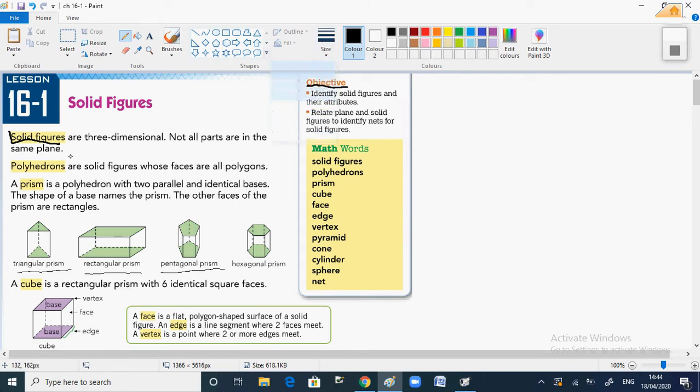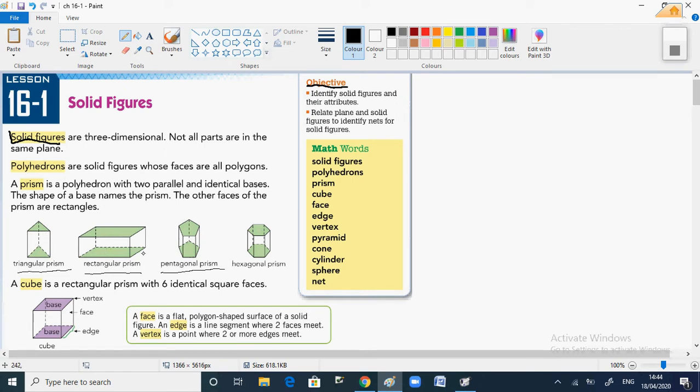So solid figures are three-dimensional; not all parts are in the same plane. In a polyhedron, the sides and faces may be different or the same. A prism is a polyhedron with two parallel and identical bases, like a triangular, rectangular, pentagonal or hexagonal prism. The shape of the base names the prism. The other faces on the prism are rectangles. Look here, the base is pentagonal, they are the same. Hexagonal, they are the same, and the other faces are rectangles.